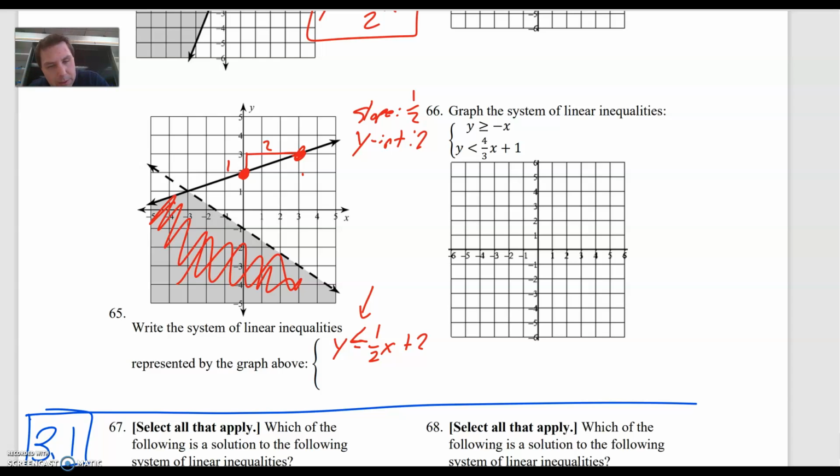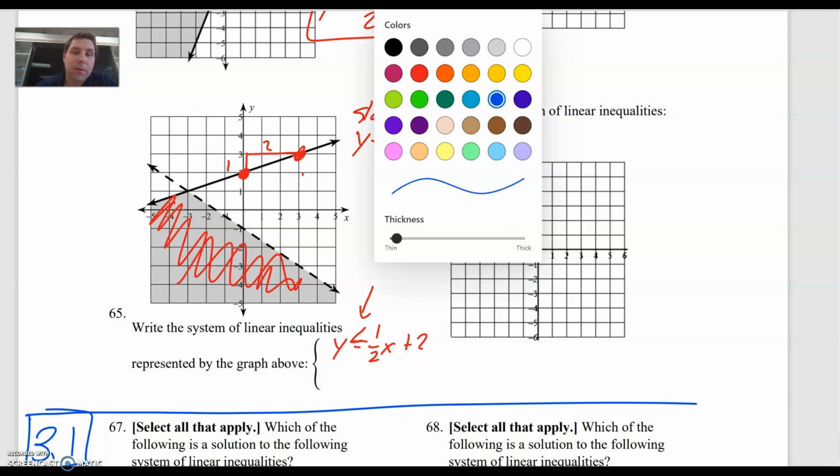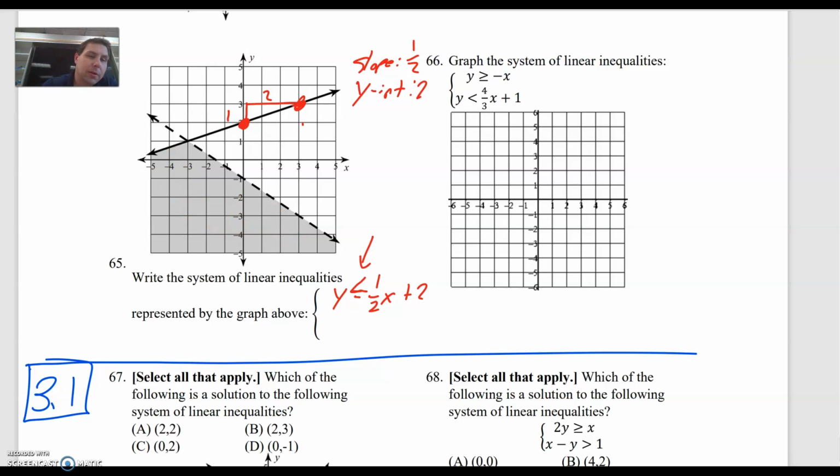So that's why it's opening to 1/2 x plus 2. So there's our first one. So let's do the next one, okay? So let's look, where is our, we need our slope and we need our y-intercept.